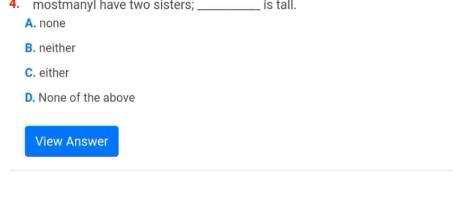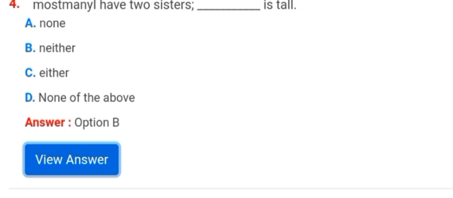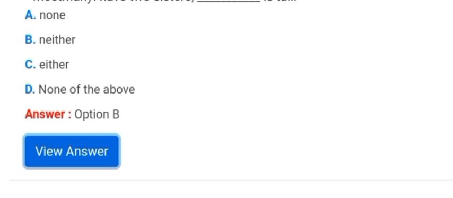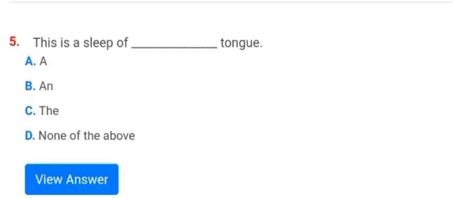Question number 4. I have two sisters. Dash is tall. A: none, B: neither, C: either, D: none of the above. Correct answer: option B, neither. I have two sisters. Neither is tall.